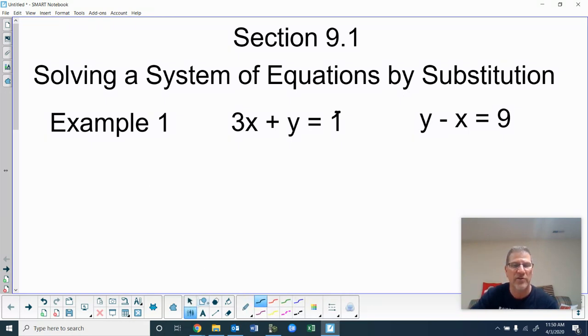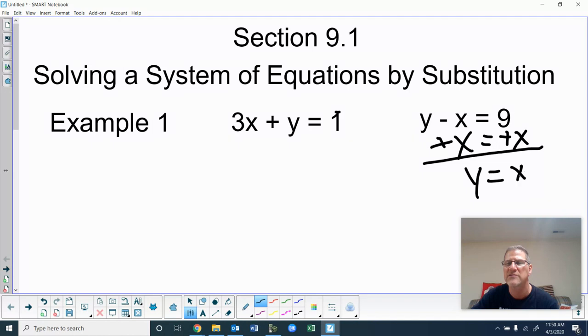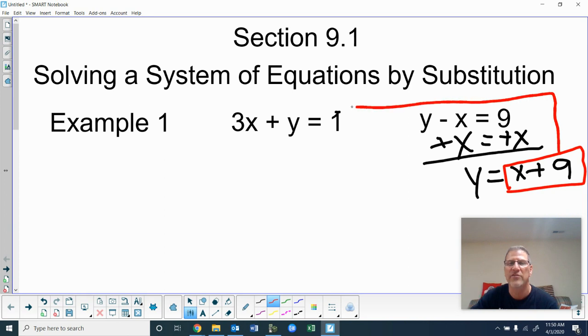This is something new I'm trying, see how it works. So I'm going to add x to both sides to get y by itself. So that's the first thing. We want to get one of the variables by itself. So I chose this y. So that's x plus 9. Now what I'm going to do is take that x plus 9 and substitute it into the other equation for the y.